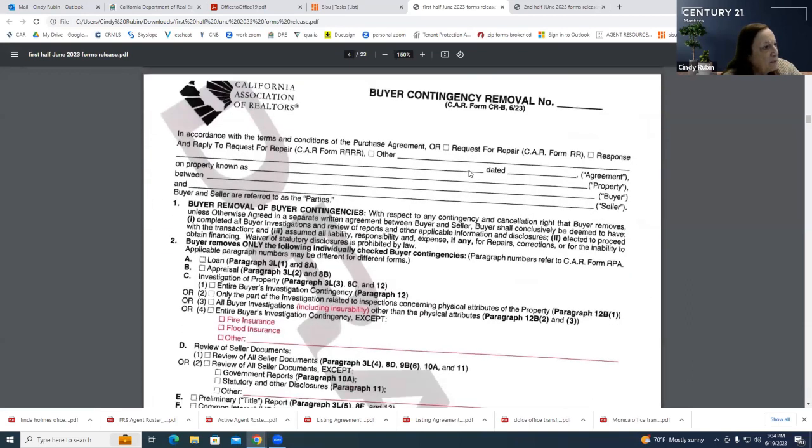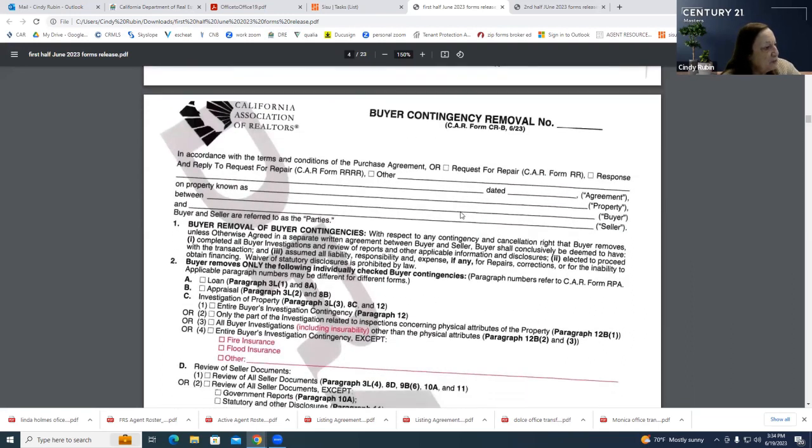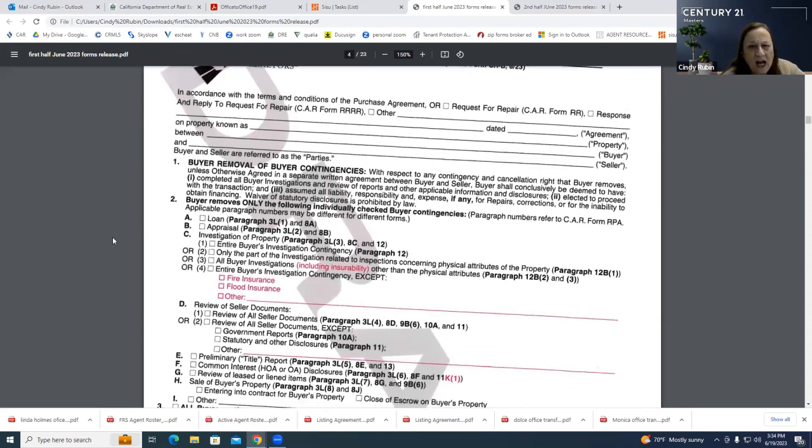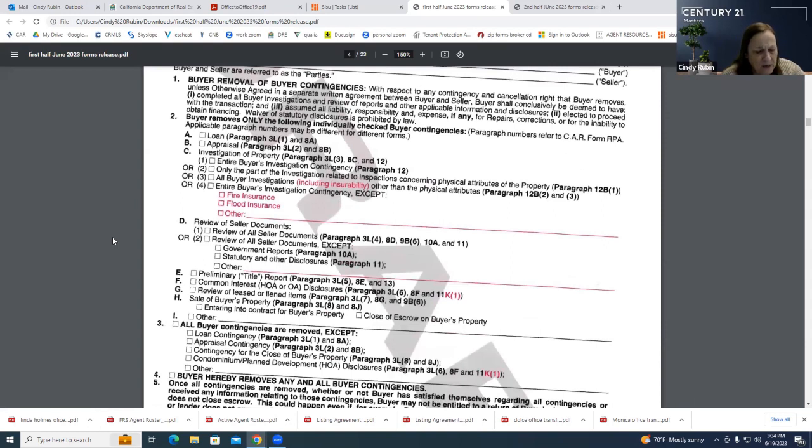And then the buyer, sorry, these came out crooked. I don't know why they always do. The buyer contingency removal is usually what we had before. A lot of the documents, and I noticed this a lot when I took the class, the changes are to respond to questions that the hotline gets all the time. So a lot of them are just clarification or changing the way they said it because people weren't getting it. But some things have actual changes. So you see not very many changes on this. If you're getting rid of all investigations, including insurability, is that a contingency for insurability?